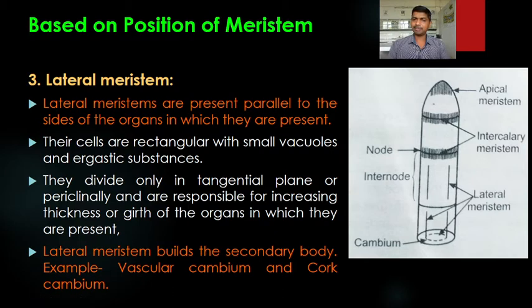Okay. Lateral meristem builds the secondary body, that is the vascular cambium and cork cambium. So the lateral meristem is responsible for the secondary growth of the plant. Secondary growth is concerned with increasing the thickness, diameter or girth of the organs and plant. So this is because of the lateral meristem. Its cells divide only in the tangential plane, or periclinally, and increase the thickness or girth of the organs in which they are present. So this is about the lateral meristem.